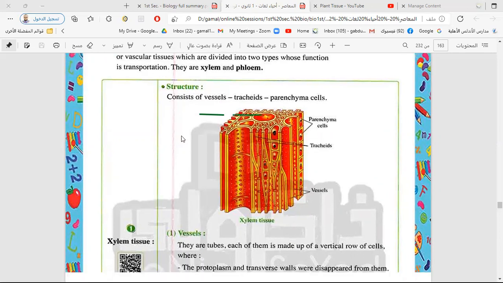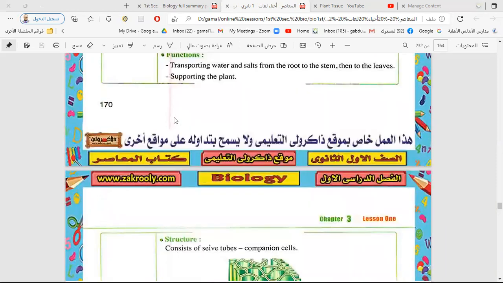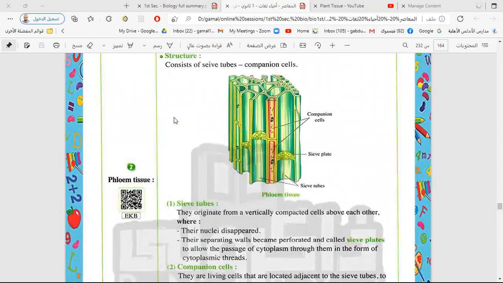نسيج ميت. مفيش سيتوبلازم ومفيش نيوكليوس. طيب امال الفلوم ده بنسميه alive tissue. ليه بنسميه alive tissue؟ لان عندنا هنا نيوكليوس وسيتوبلازم موجودين في الكومبانيون سيل. وعندي سيتوبلازم اونلي في السيف تيوب، ما فيش نيوكليوس. وبالتالي ما اقدرش اقول على الفلوم إنه dead tissue. It is not a dead tissue, it is alive tissue. Okay?